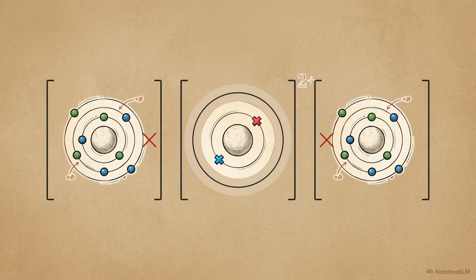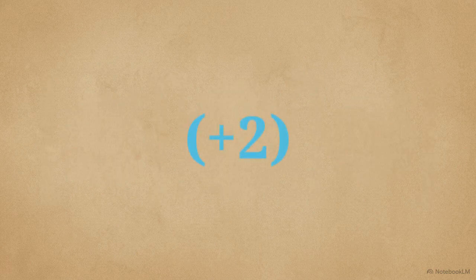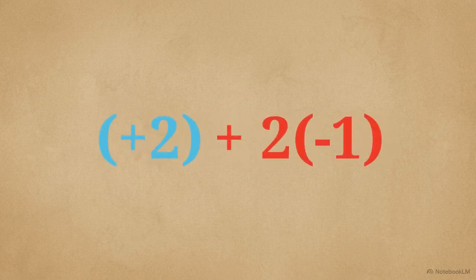The magnesium lost 2 negative electrons, giving it a 2+ charge. Each chlorine gained 1 electron, resulting in a single minus charge. Notice how these charges balance. You have 1 positive 2 charge and 2 negative 1 charges. Mathematically, they cancel out to create a neutrally stable compound.